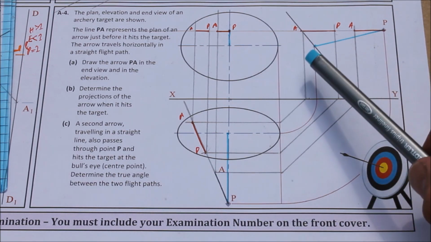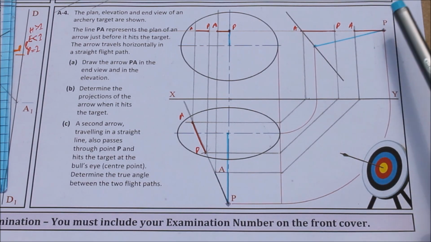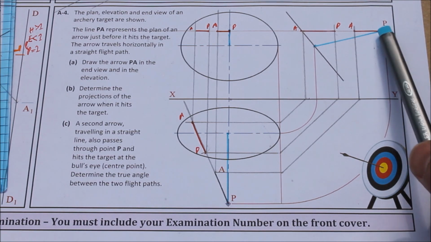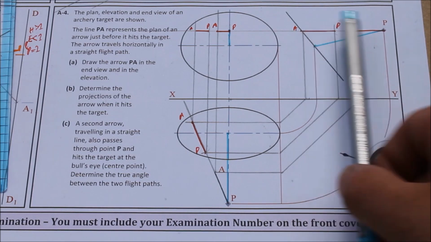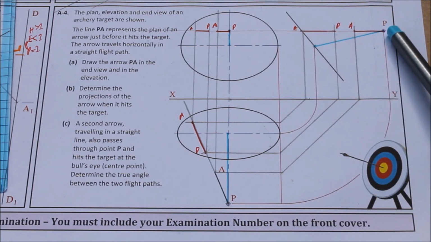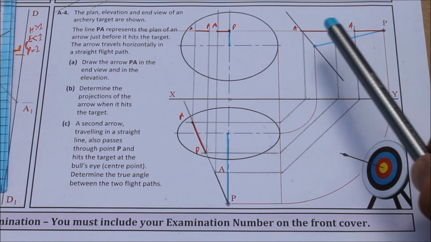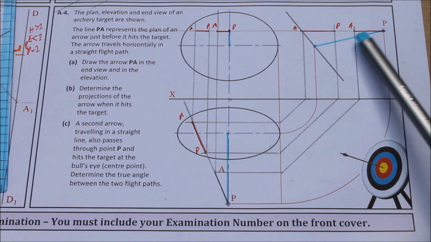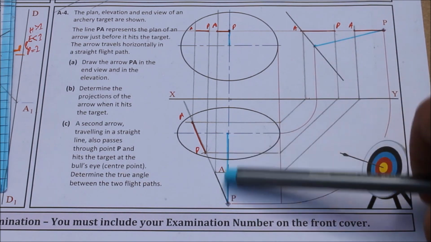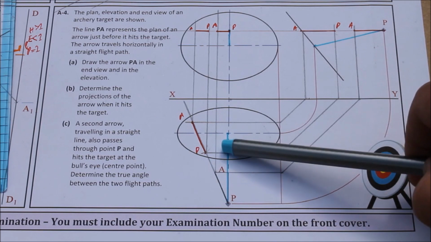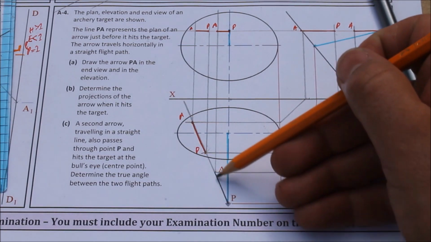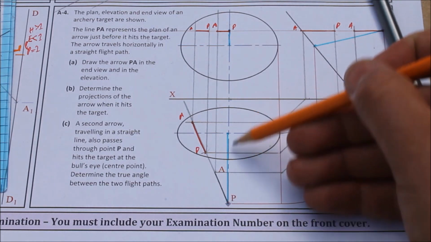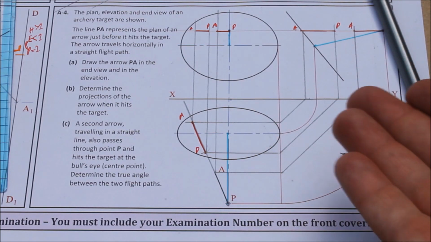But if you look at where the best way to show it is here in the end view, the flight path of the arrow, PA, travels horizontally, whereas this one was just a straight line. It had to go through P, so it went through P and hit the center, so it's dipping down. So this won't be a true representation because it's dipping down below the line. So what we need is the angle between our original arrow and the new one here.